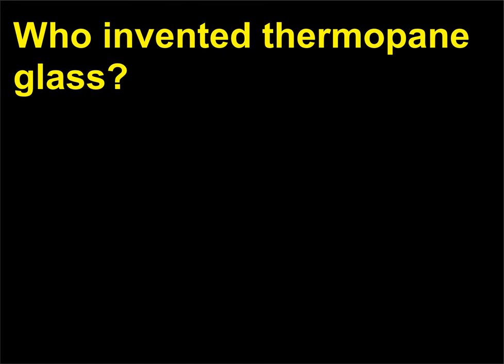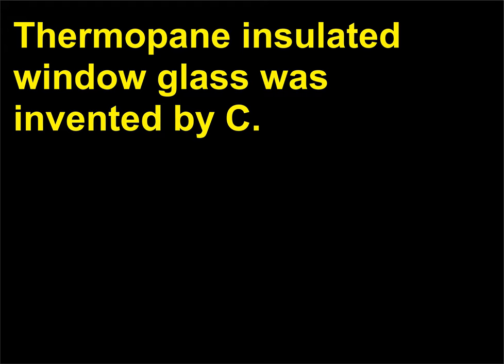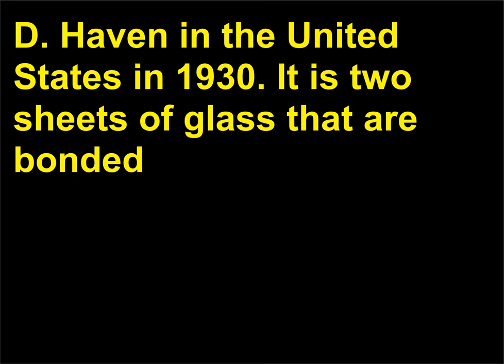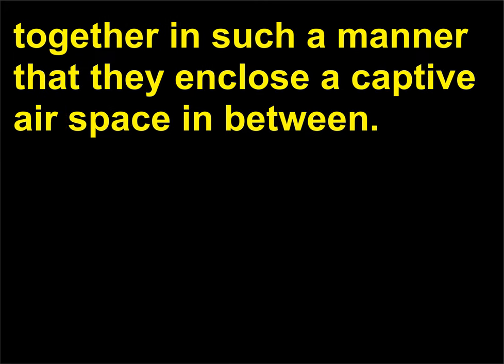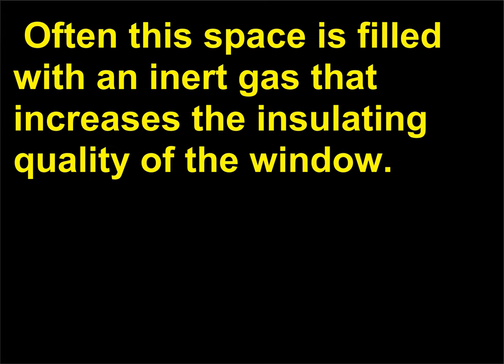Who invented thermopane glass? Thermopane insulated window glass was invented by C. D. Haven in the United States in 1930. It is two sheets of glass that are bonded together in such a manner that they enclose a captive air space in between. Often this space is filled with an inert gas that increases the insulating quality of the window.